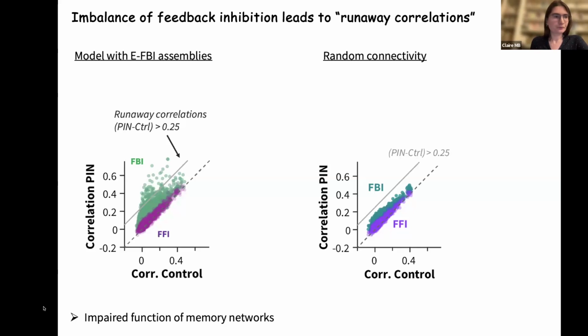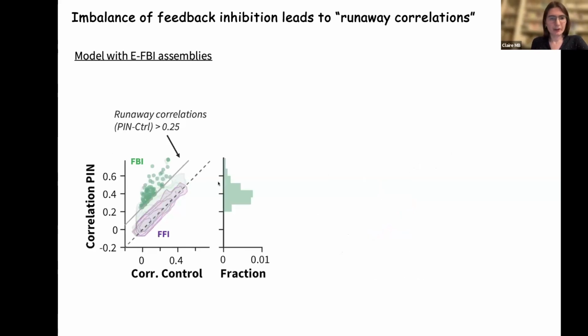Right, so here you can see better the runaway correlation. These are the correlations which increase strongly upon PIN. Here we set a threshold: the difference between the PIN correlation and control correlation should be greater than 0.25. And here on the right, you see the histogram, which indicates the relative frequency of this runaway correlation. Now, these are again predictions of the model, and we wanted to test them, of course, experimentally.